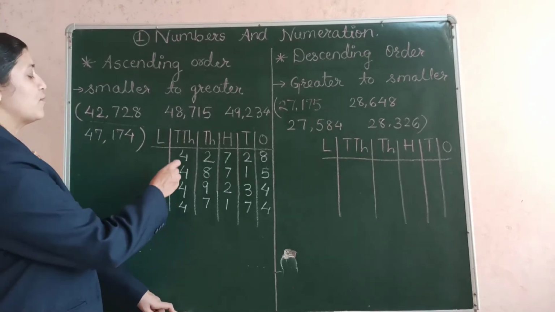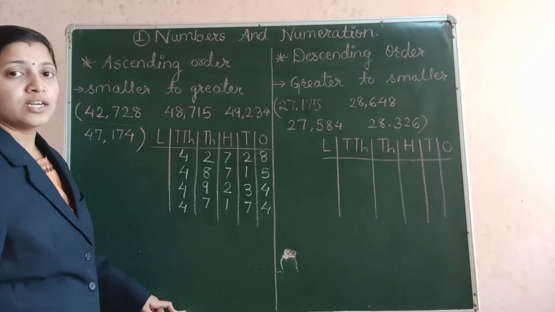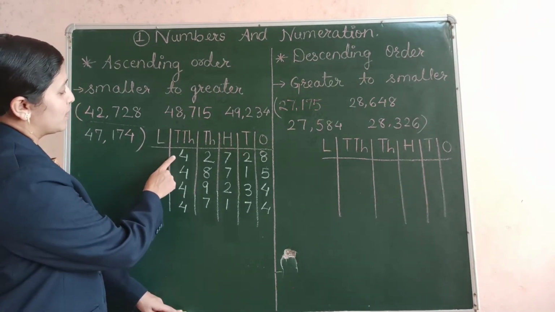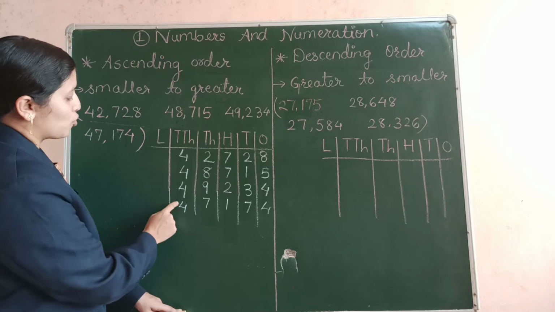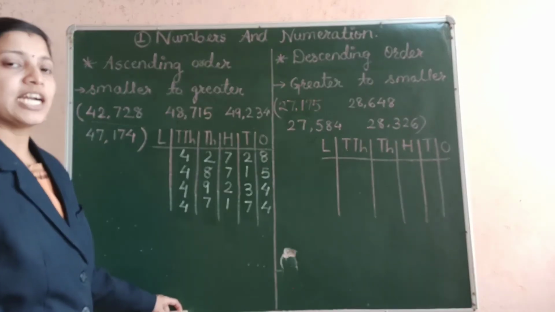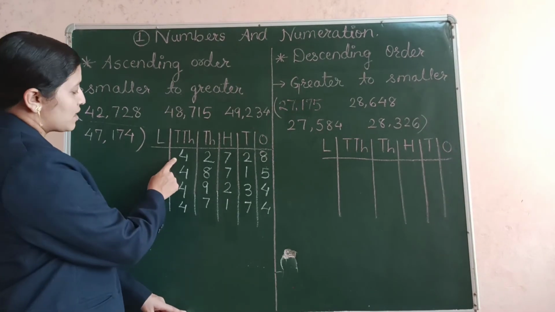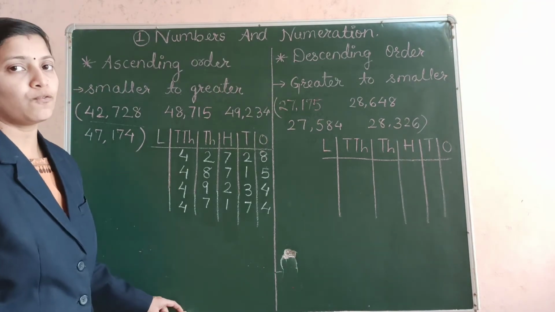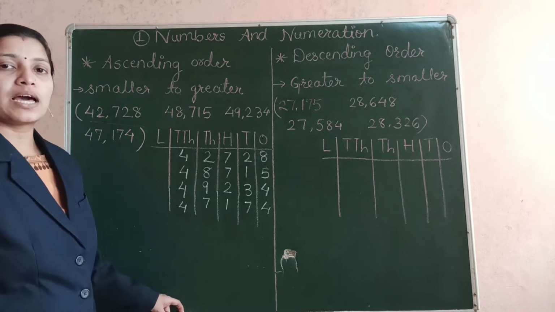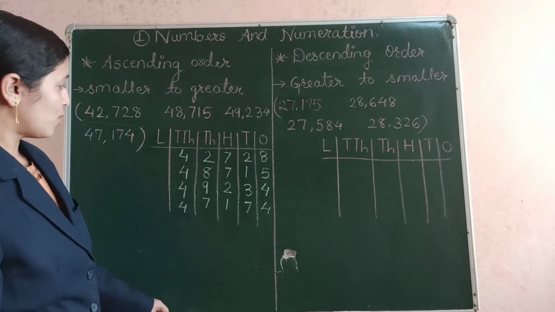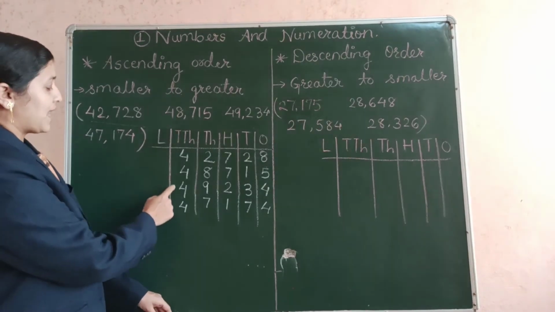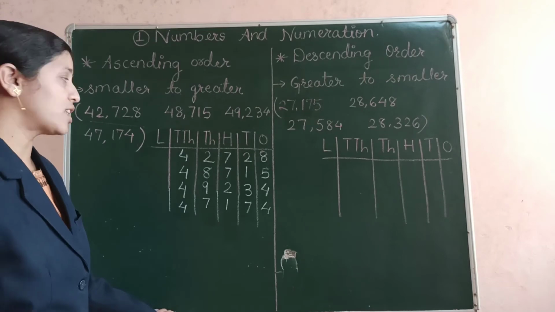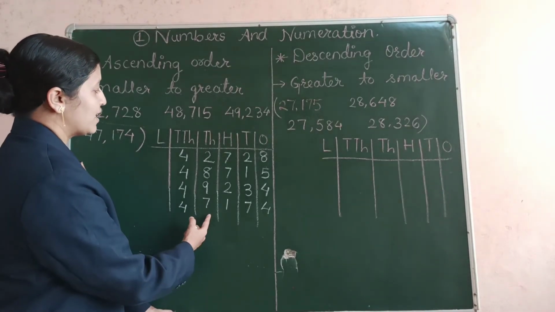So let us see which is the biggest digit in the 10,000s place. You can see that in all the numbers, the 10,000s place is occupied by the same digit, that is 4. In the first number we have 4, in the second we have 4, in the third we have 4, as well as in the fourth we have 4. So all the numbers have equal value. We can't make any comparison between them because the digit is the same. So now let us go to the next place value.